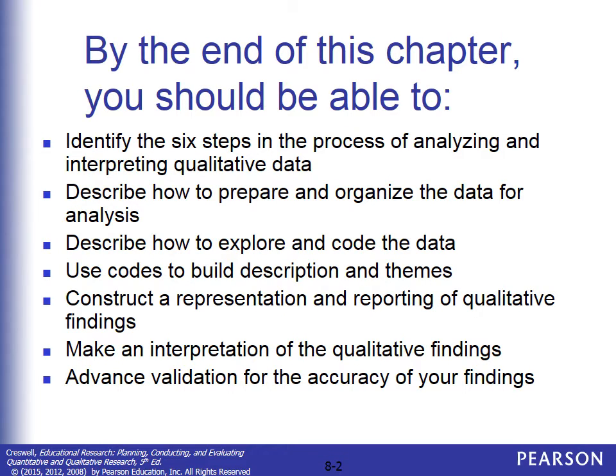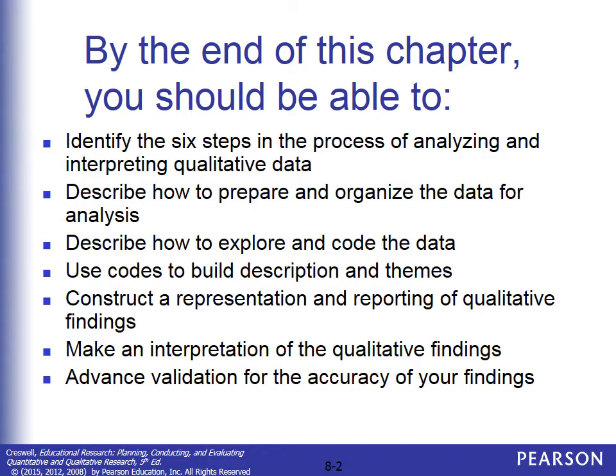So let's talk about analyzing and interpreting qualitative data. This process requires you to make sense of text and images, perhaps, so that you can answer your research questions. So in this chapter, we will learn about the 6 steps involved in analyzing and interpreting qualitative data. They are preparing and organizing the data, exploring the data and coding it, describing findings and forming themes, representing and reporting findings, and interpreting the meanings of the findings, and finally validating the accuracy of the findings.